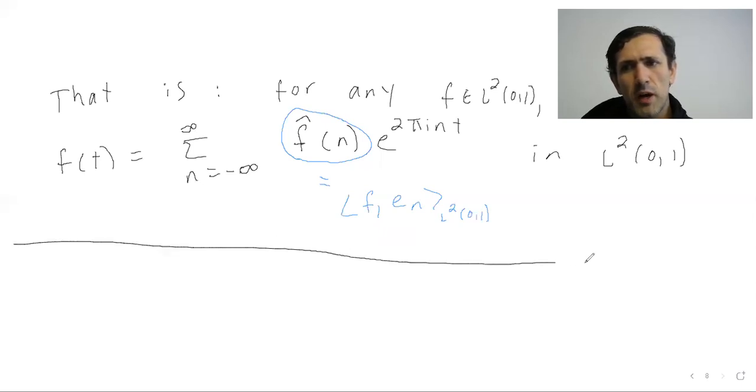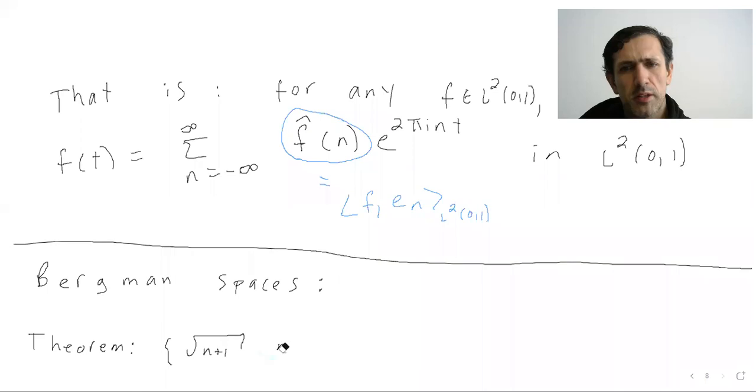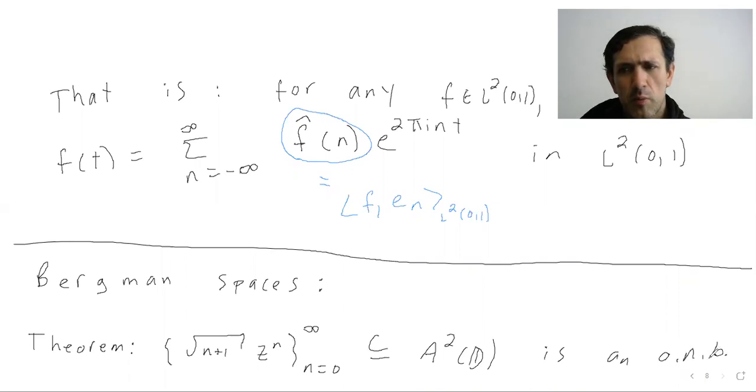Let me now talk about another application, the Bergman spaces, and more generally reproducing kernel Hilbert spaces. I want to prove the following. I guess it's worthy of a theorem, maybe it isn't, but whatever. I claim that we have a very nice, easy, natural orthonormal basis for the Bergman space, and that's just these monomials. I claim that this is an orthonormal basis.